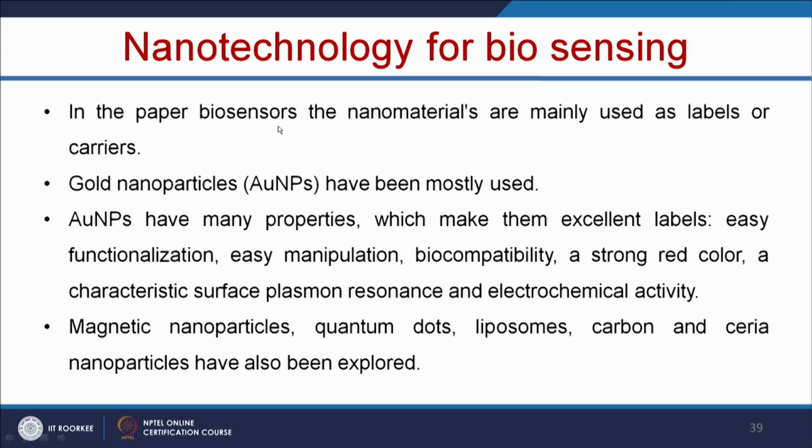In paper based biosensors, the nanomaterials are mainly used as labels or carriers. Gold nanoparticles have been used the most, because they have excellent labeling property, easy functionalization, easy manipulation, and are biocompatible. They also produce a strong red color, and have a characteristic surface plasmon resonance and electrochemical activity. Some other nanoparticles like magnetic nanoparticles, quantum dots, liposomes, carbon and ceria nanoparticles have also been explored for point of care diagnostics.